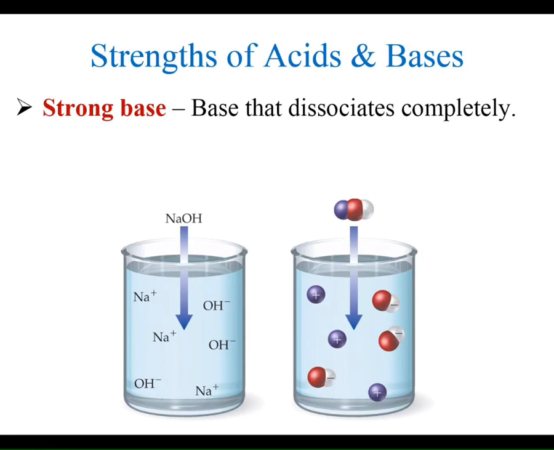Okay, so strong bases are basically the same kind of thing. A strong acid, 100% breaks apart. A strong base, 100% breaks apart. So, for example, NaOH is a strong base. When you put NaOH into water, 100% of it breaks apart into sodiums and hydroxides. None of it stays together as sodium hydroxide. Okay, 100% of it ionizes. That's what makes it a strong base.